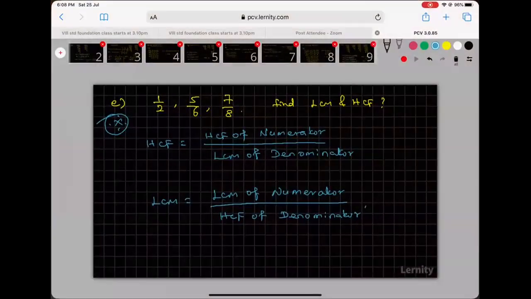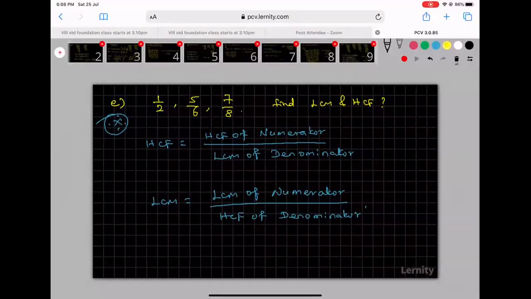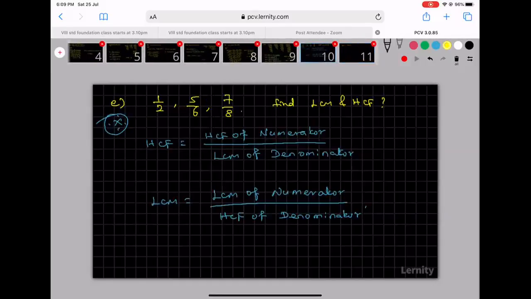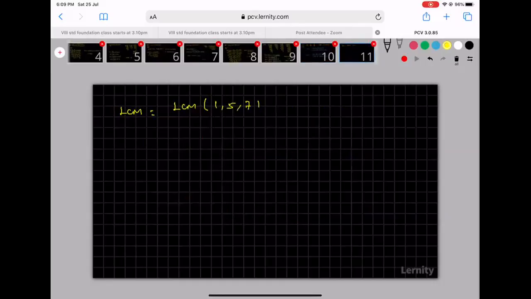Now you see, I will move to next slide. Here first I'm going to find the LCM. LCM of numerator: in this slide the numerator is 1, 5, 7. Here all are prime numbers, so LCM is, you know that very well, 1 into 5 into 7, so my LCM is equal to 35.